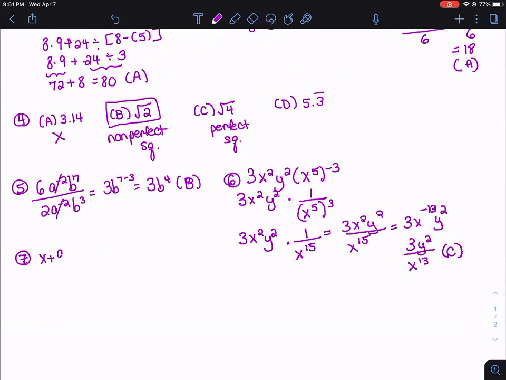The next question that I have, they told you that x is negative 4 and y is negative 5. So negative 4 plus 9 times negative 5 is negative 49. This is choice B.